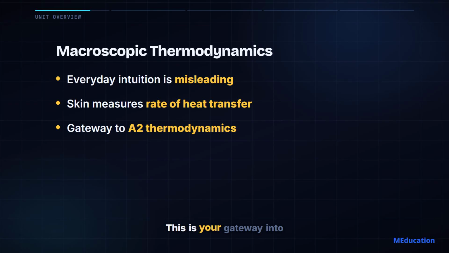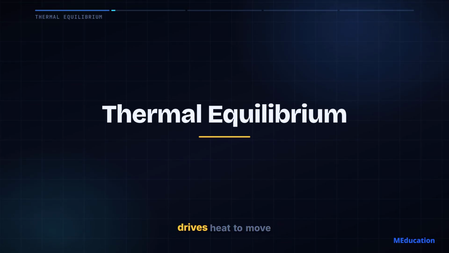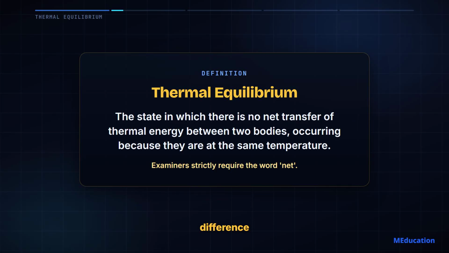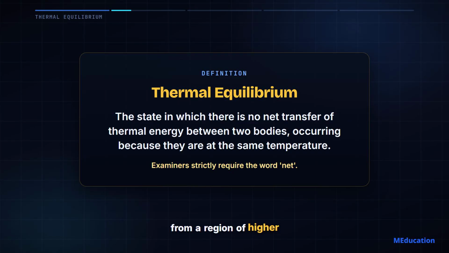This is your gateway into A-level macroscopic thermodynamics, giving you the absolute foundation needed before we can tackle ideal gases or specific heat capacity. We start by asking what drives heat to move. The answer is a temperature difference. Thermal energy always transfers spontaneously from a region of higher temperature to a region of lower temperature.